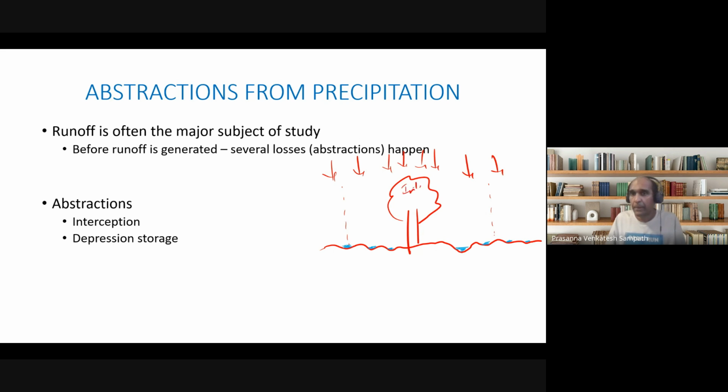So interception is over here, and then these little depressions which are going to store water is going to be depression storage.